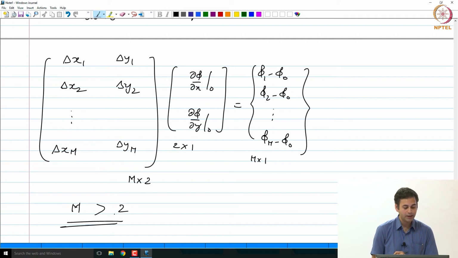Okay. How many unknowns do I have here? 2 unknowns. How many equations do I have? M equations. I have m equations and 2 unknowns. Can I solve for this system uniquely? Can I solve this?